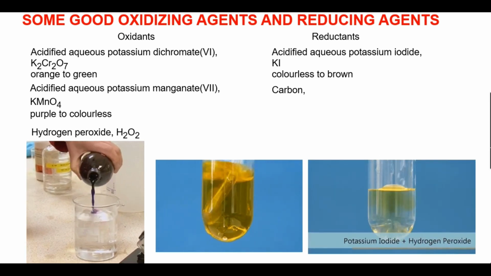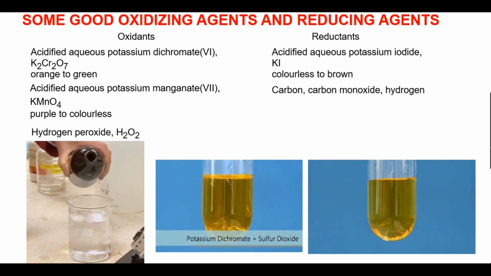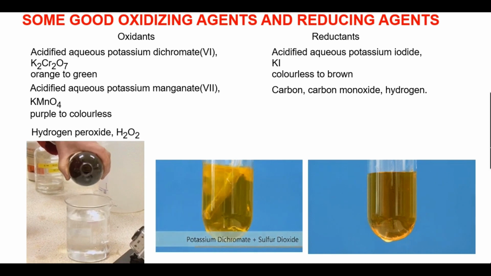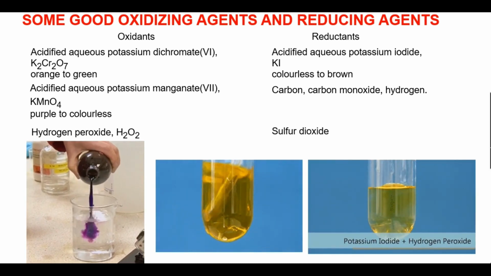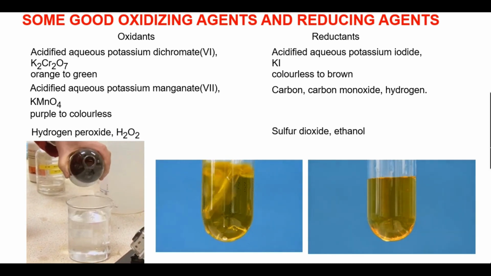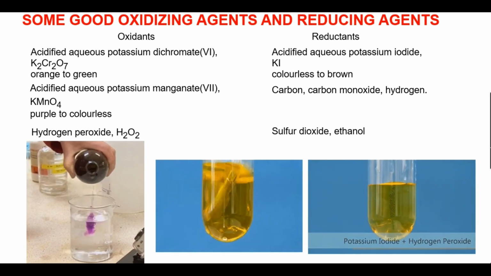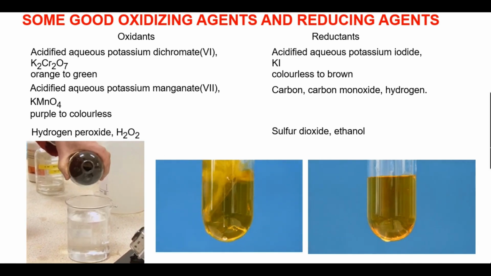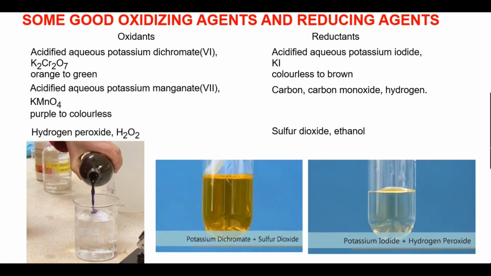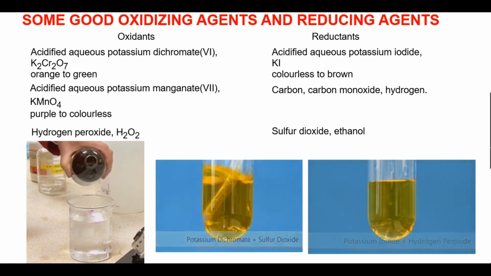Some other good reducing agents include carbon monoxide and hydrogen, as well as sulfur dioxide and ethanol. So these are some good reducing and oxidizing agents. You have to remember most prominently these three, which have proper and prominent color changes.